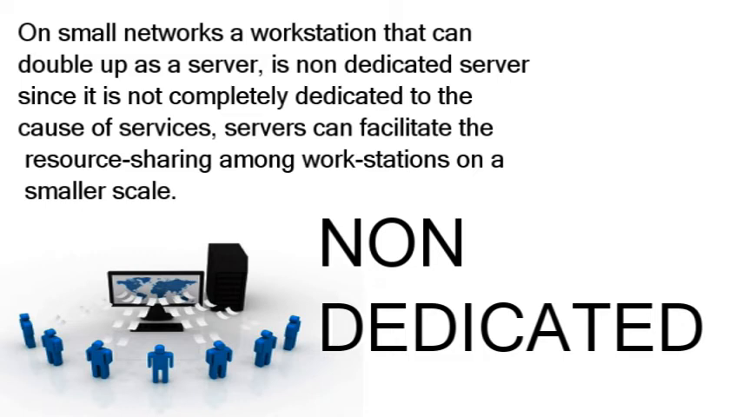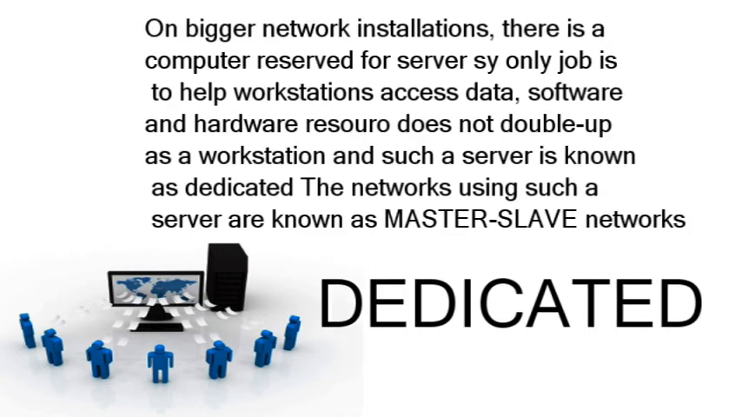Then I have the dedicated servers. When I want a bigger installation, the server's only job is serving workstations for accessing data, software and hardware resources, not doubling up other functions. That is called a dedicated network. A dedicated network is also sometimes called a master slave network. Means there is a master and there is a slave, and accordingly this network scenario will work. For example, for file related information there will be a file server, printer server and modem server. Based upon the file server, they all are going to work. There will be a single master and different slaves of that. So that is called a dedicated server.